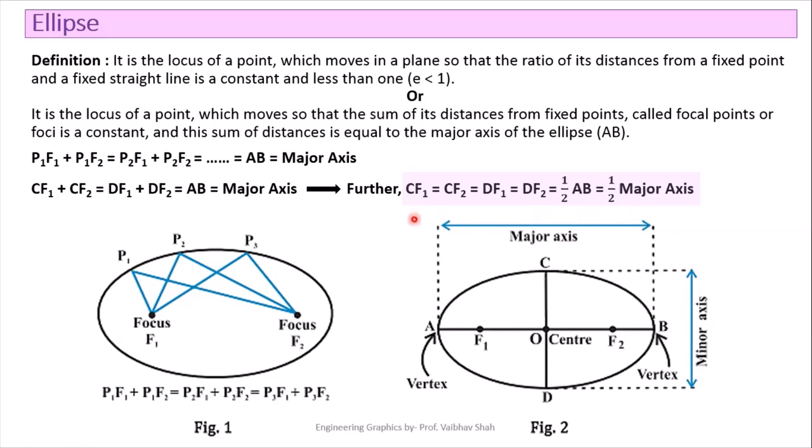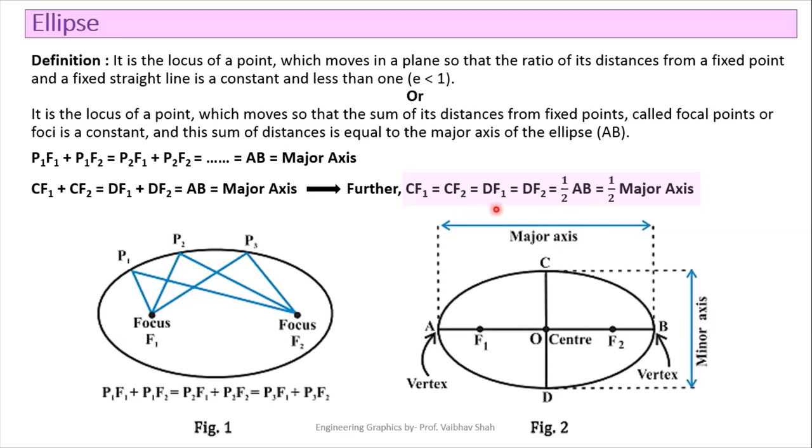So this is your important result. You have to remember this result. CF1 is equal to CF2 is equal to DF1 is equal to DF2, and which is equal to 1 half AB, or you can say 1 half major axis. How do you get this equation? You have to just simply put CF1 is equal to CF2 in this equation. So you'll be having 2CF1 is equal to AB, and dividing this 2 below this AB, you will be having CF1 is equal to 1 half AB. So we'll be having CF2 is equal to 1 half AB.